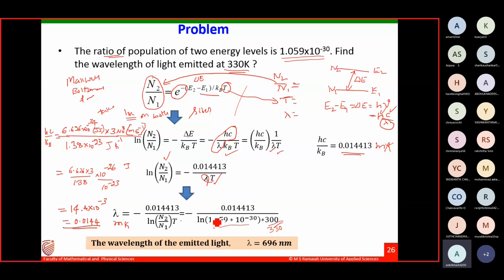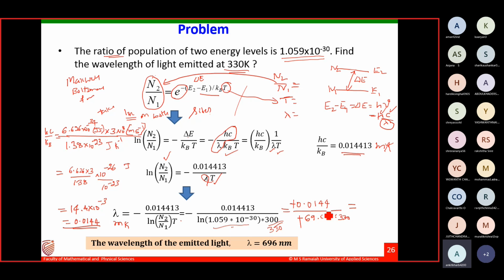Now multiplied by 330. Okay, sir, I got 6.9 into 10 to the minus 6, with a minus sign. One minute. With the minus sign, please remember, look at the way we did it. This minus and minus get cancelled with each other, because ln has minus and 10 to the power of minus 30 also becomes minus. Therefore, we are left with 0.0144 divided by 69.02 multiplied by 330.